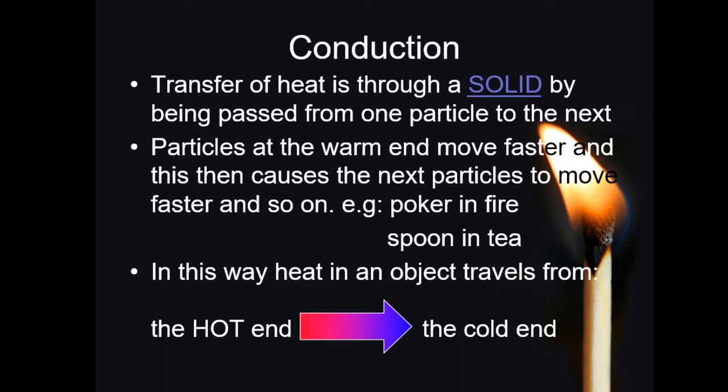The next type of heat transfer is conduction. So what is conduction? Conduction is just the transfer of heat through a solid, right? By being passed from one particle to the next. Particles at the warmer end move faster, and this then causes the next particle to move faster, and so on and so forth, right? So in this way, heat in an object travels from the hot end to the cold end.